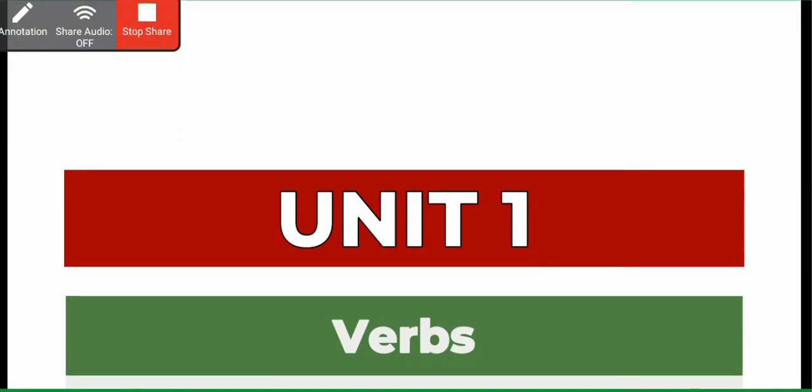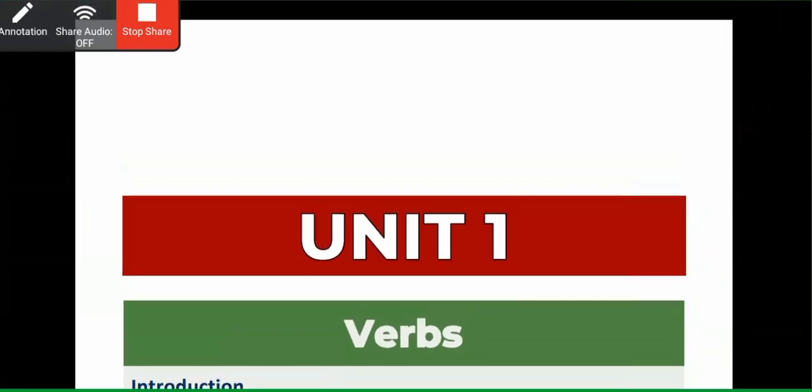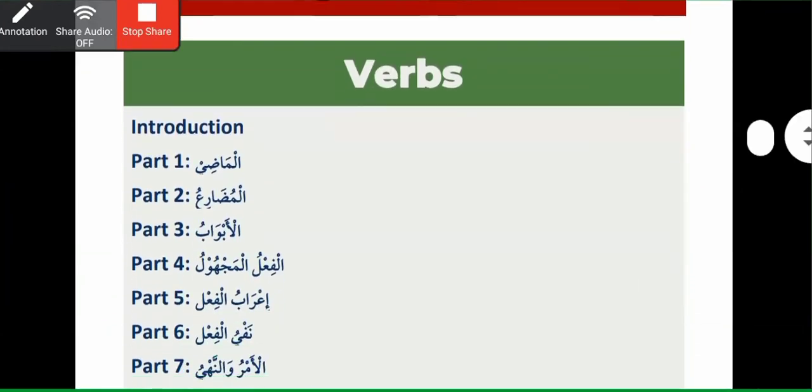First of all, we will be learning some terminologies that will help us a lot in understanding ilm sarf and applying the formulas of conjugations of verbs and nouns. So the first unit we have has these contents, inshallah. It is about the verbs.